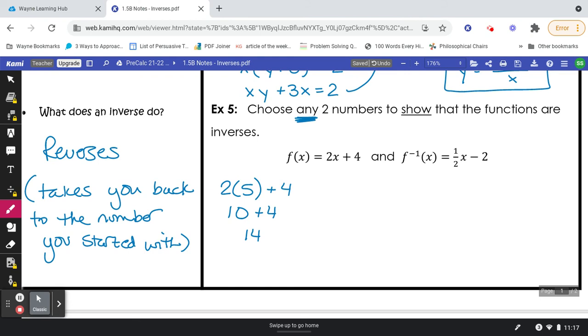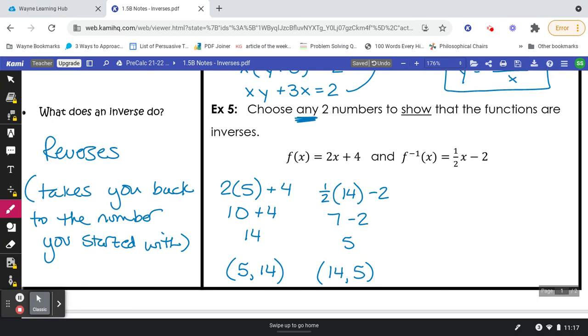And I get 14. So when I plugged in a 5, I got an answer of 14. Now, what we have to do to prove that it's an inverse is plug it into this other equation, but we're going to start with a 14 and make sure it maps us back to the 5. So 1/2 times the 14 minus 2, which is 7, minus 2, which is 5. So when we plugged in a 14, we got an answer of 5. And you can see that those are inverses. 5 went to 14, 14 went back to 5.